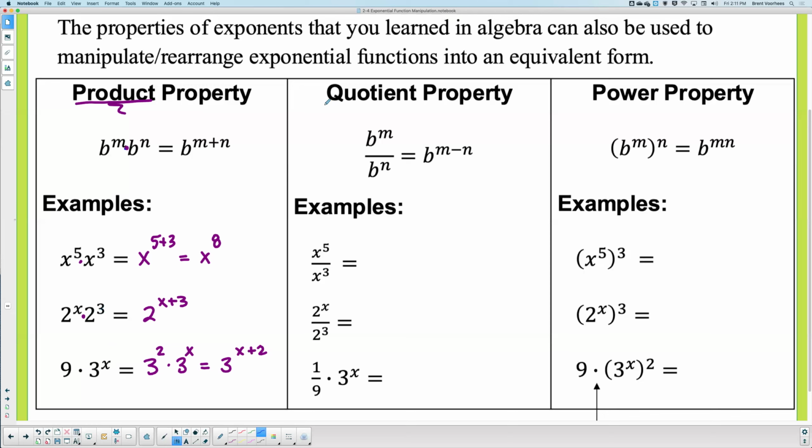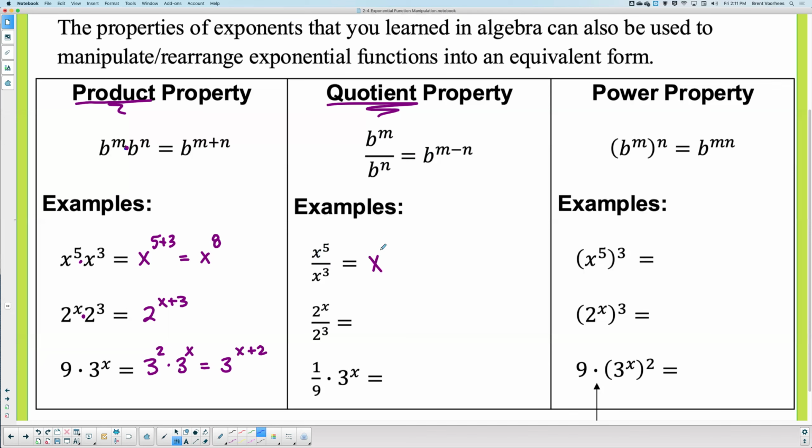All right, now let's talk about the quotient property. If we said quotient property, what is actually being divided? The bases. I want y'all to be saying the bases, the bases. If the question is on the quotient property, what are we taking the quotient of? What is being divided? You would say the bases, not the powers, but the bases. So if it's a base m divided by base n, that's the same thing as base m minus n as the power.